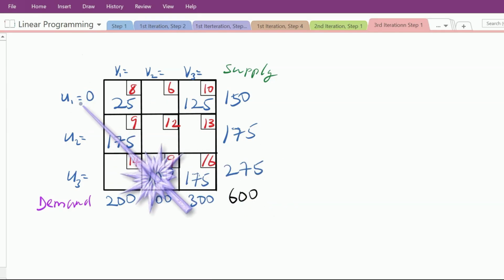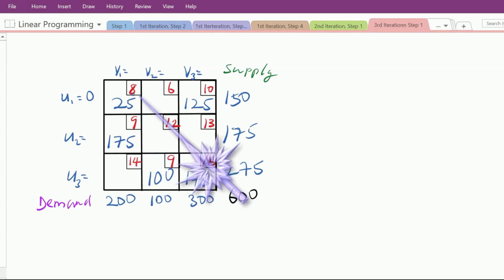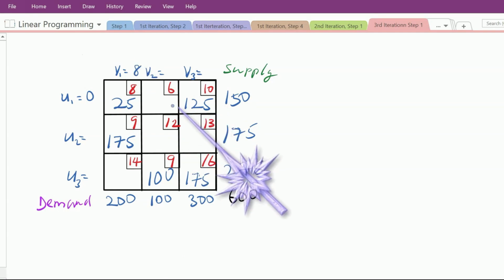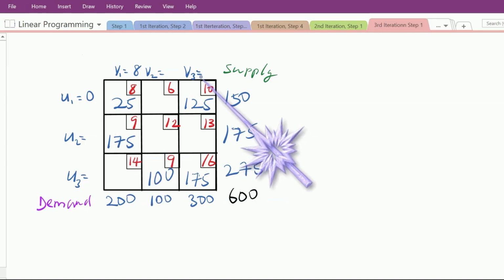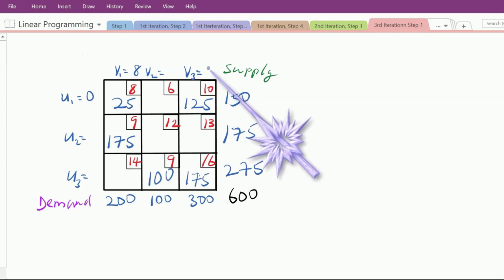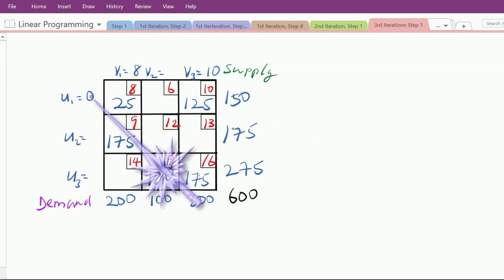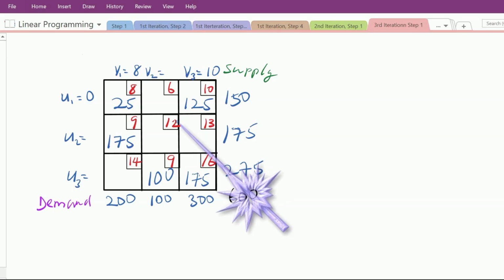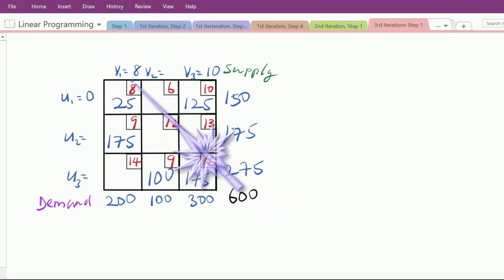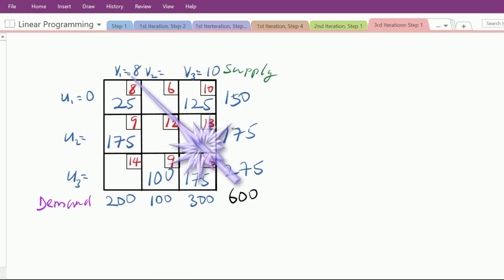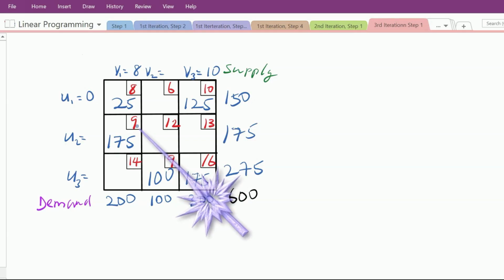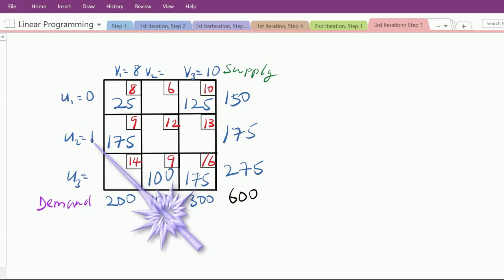U1 equal to 0. So you have U1 plus V1 is equal to 8. Therefore, V1 is 8. Here, U1 plus V3 is equal to 10. It means V3 is 10, since U1 is already 0. After that, we go down now. We come here. We have V1 here. U2 plus V1 is equal to 9. These two, addition of the 2 gives us 9. It means this is 1.